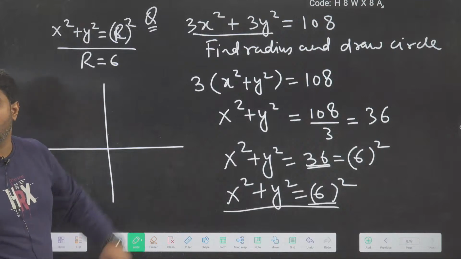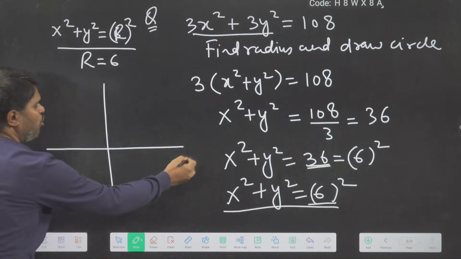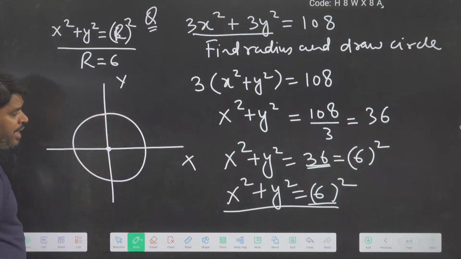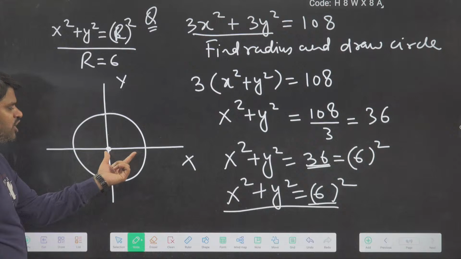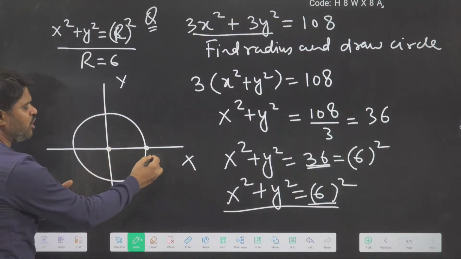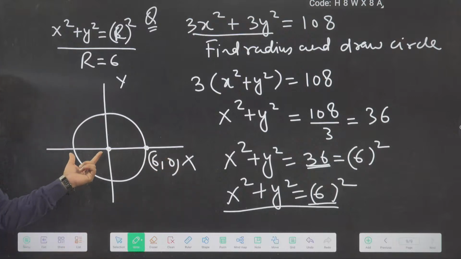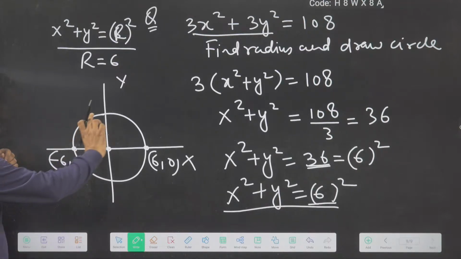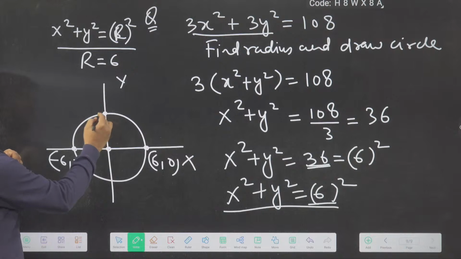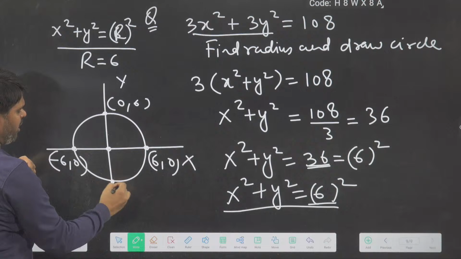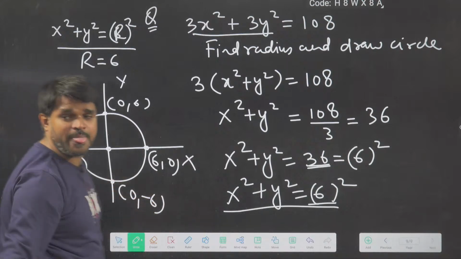Now let me draw the circle. This is the equation of a circle at origin, so the center will be the origin. What is the radius? 6. So this length is 6, and this coordinate lies on the x-axis. So it will be 6, 0. Lengthwise, this is also 6, but coordinate-wise x should be negative, so it is minus 6, 0. Here x coordinate is 0, y will be non-zero. So 0, 6. This point will be 0, minus 6.